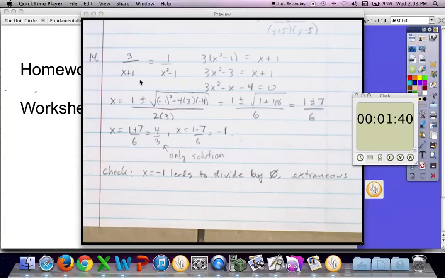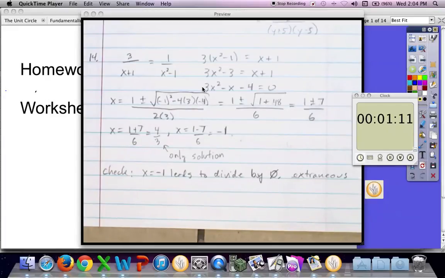You could have solved it by quadratic formula, by graphing, or by factoring. They all would have worked on this one. The result of the quadratic formula would have been two answers, 4/3 and -1. But if you plug that -1 back in here or here, you're dividing by 0. That's an extraneous solution, so actually it's not a solution. The only solution was 4/3.